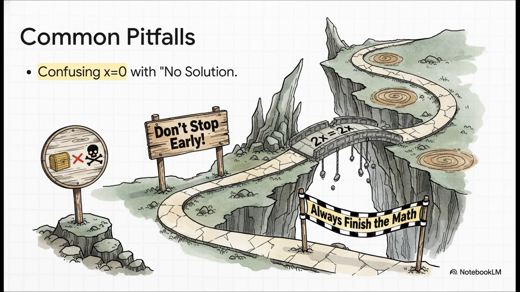So let's just hammer this home. Here are the things to watch out for. First, never ever confuse a variable equaling 0 with having no solution. Totally different things. Second, don't stop early. If you simplify an equation and get something like 2x equals 2x, you have to keep going. You've got to finish the math to see if you actually get 0 equals 0, which means infinite solutions, or 0 equals some other number, which means none.